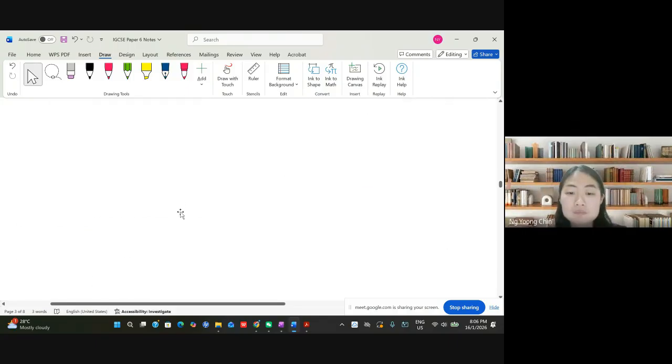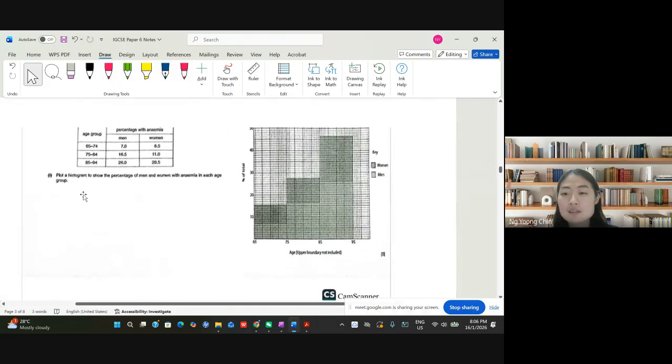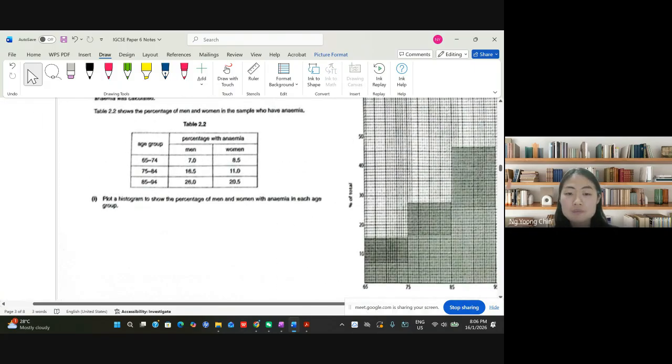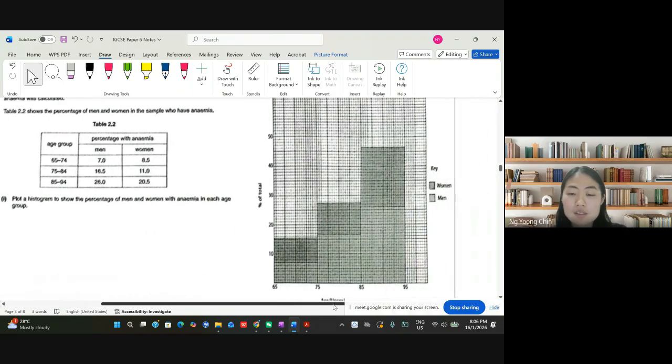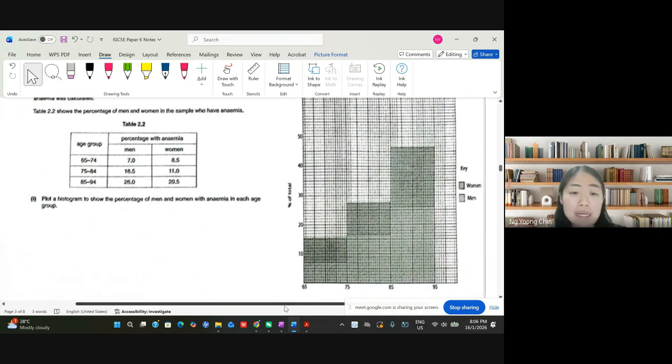Why it didn't show in the picture? Here. Okay, so this is a histogram. And then histogram, right, will be different from the line graph because with histograms, you actually need to compare two groups. Usually histogram will come in this way. You need to compare the two groups.